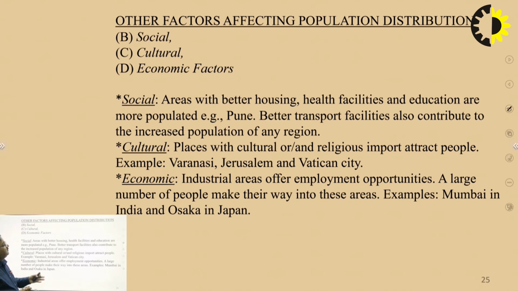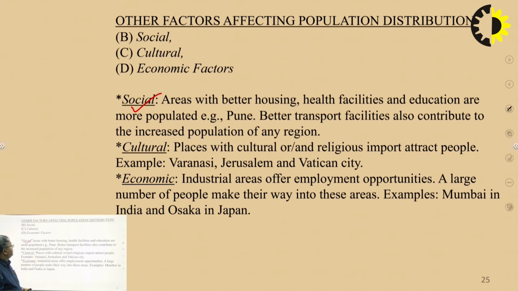Other factors affecting population distribution can be discussed. Social, cultural, and economic factors: areas with better housing, health facilities, and education are more populated, for example, Pune. Better transport facilities also contribute to the increase in population of any region.